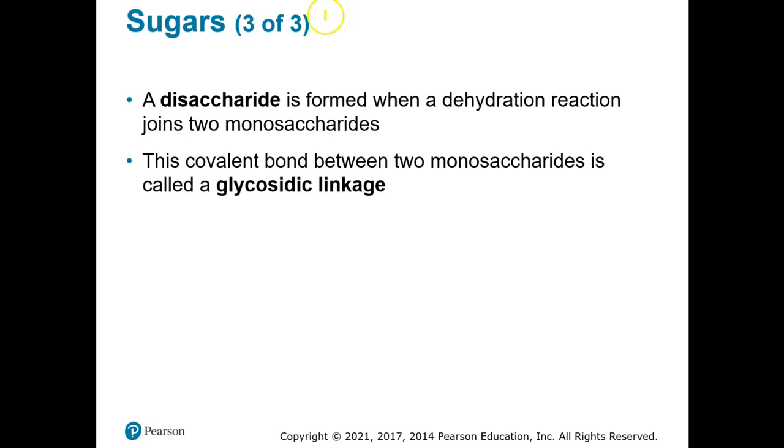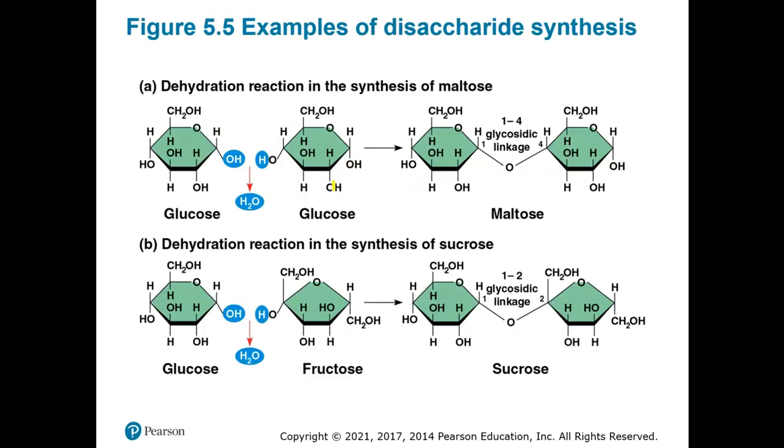Disaccharides are 2 monosaccharides joined together. That covalent bond is called a glycosidic linkage, the covalent bond that joins 2 simple sugars to form a disaccharide. So when you have 2 glucose molecules chemically joined, here's your glycosidic linkage. You form a disaccharide called maltose.